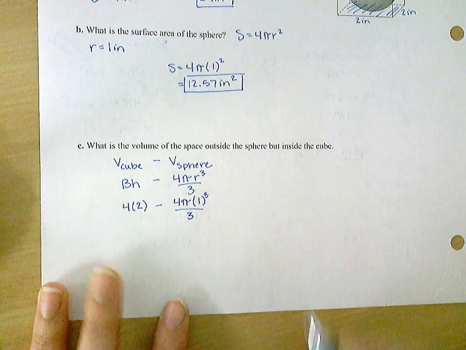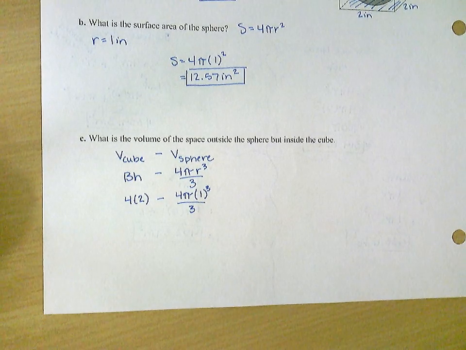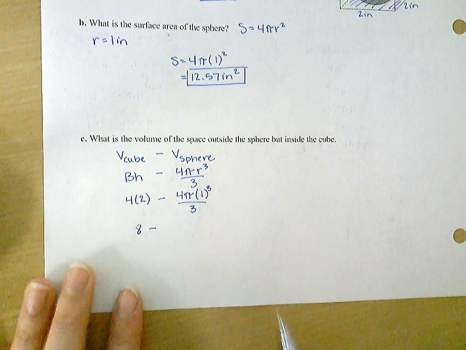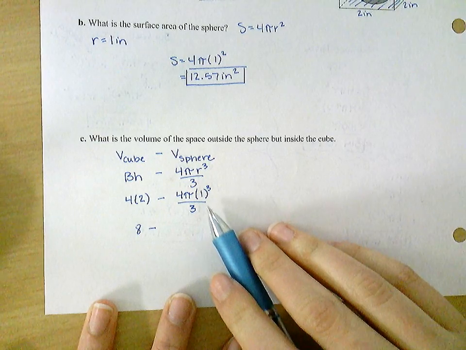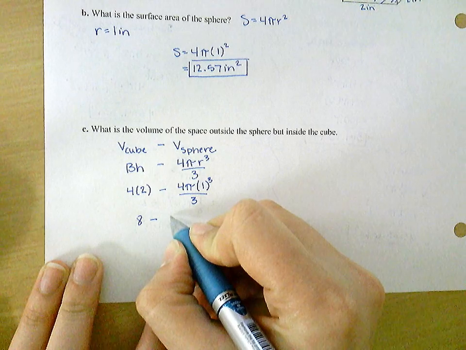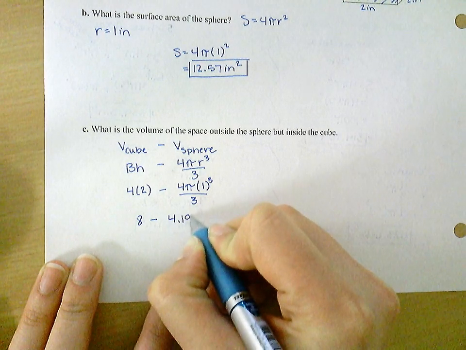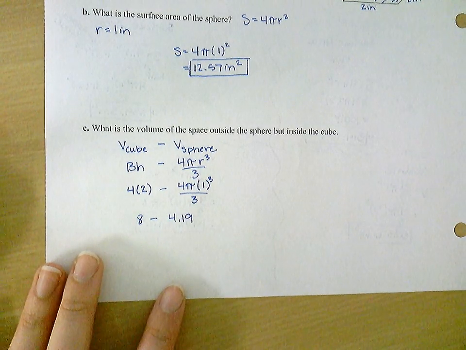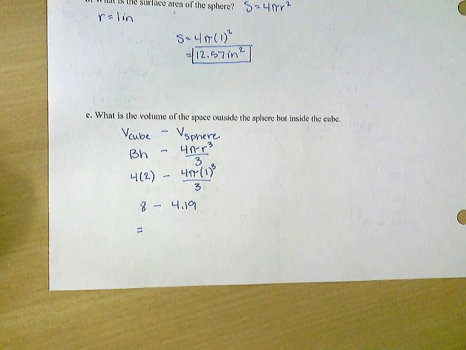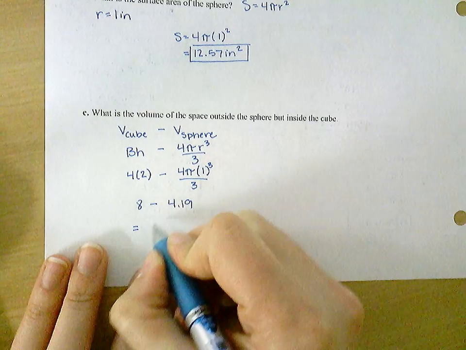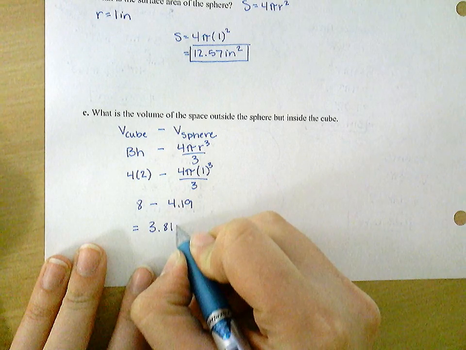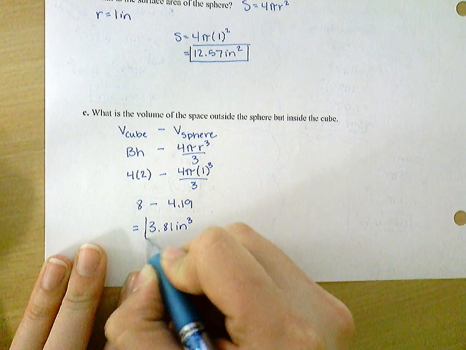Divided by 3. Okay, so 4 times 2 is 8. Here we have 4 pi divided by 3. That is 4.19. Okay, so the volume that's outside the sphere but inside the cube is going to be 3.81 inches cubed. Done.